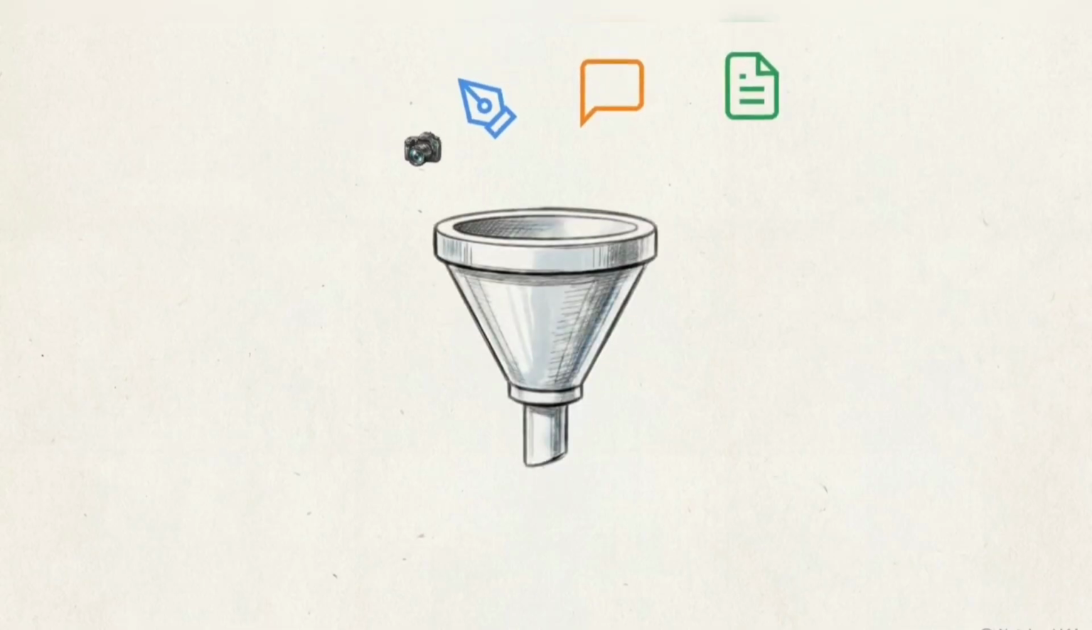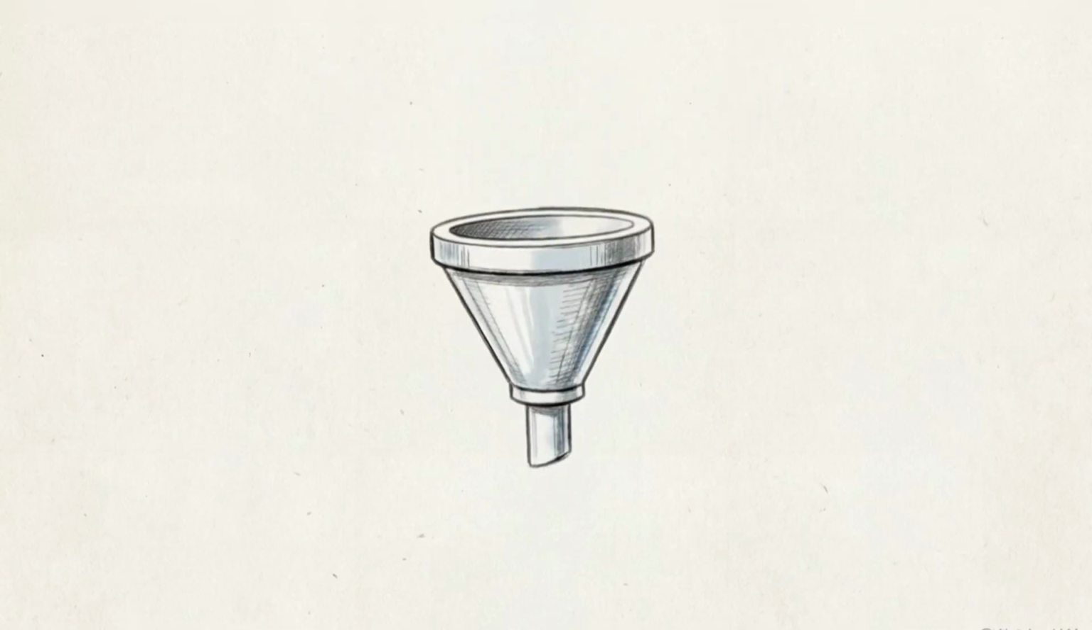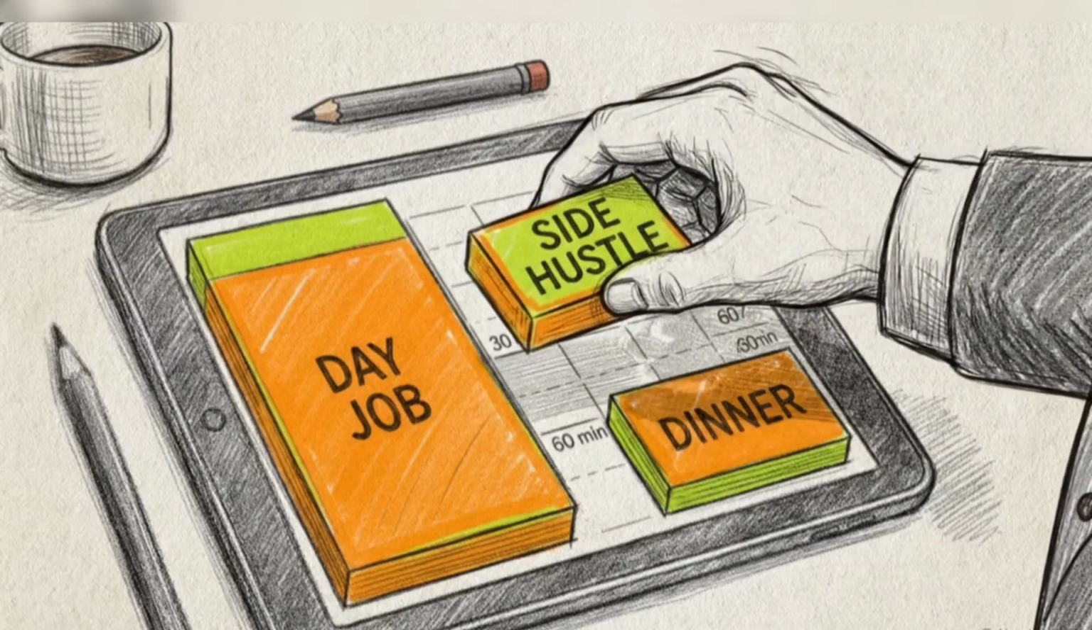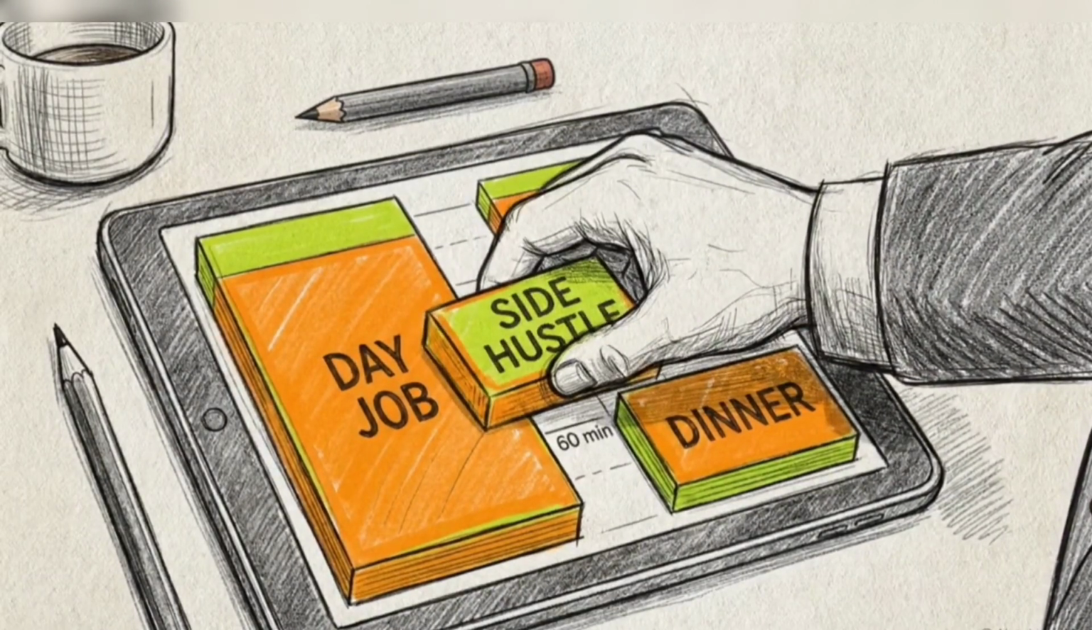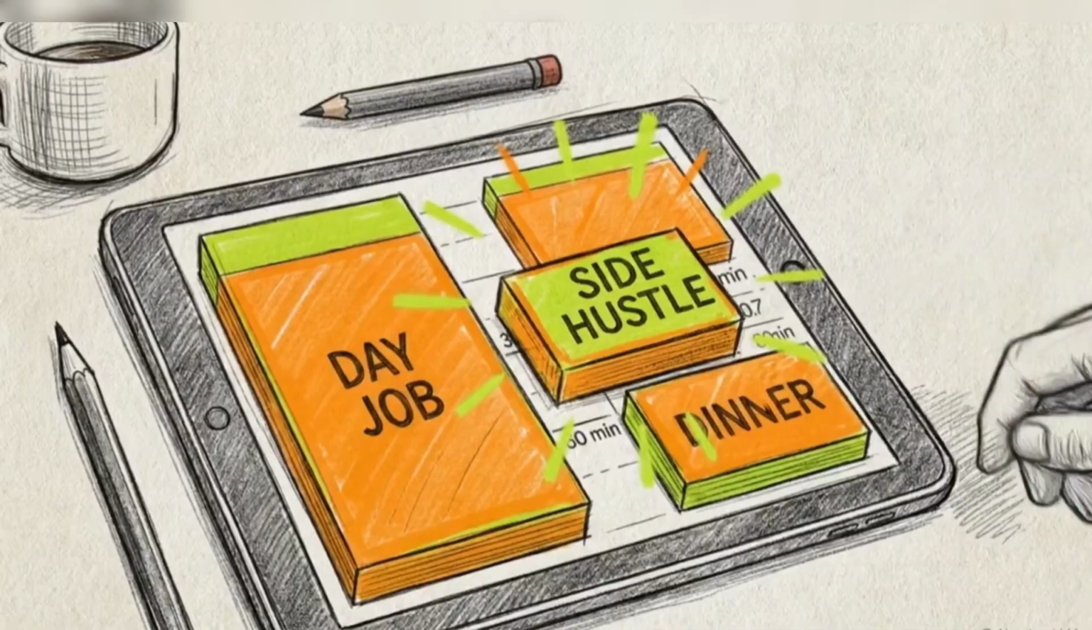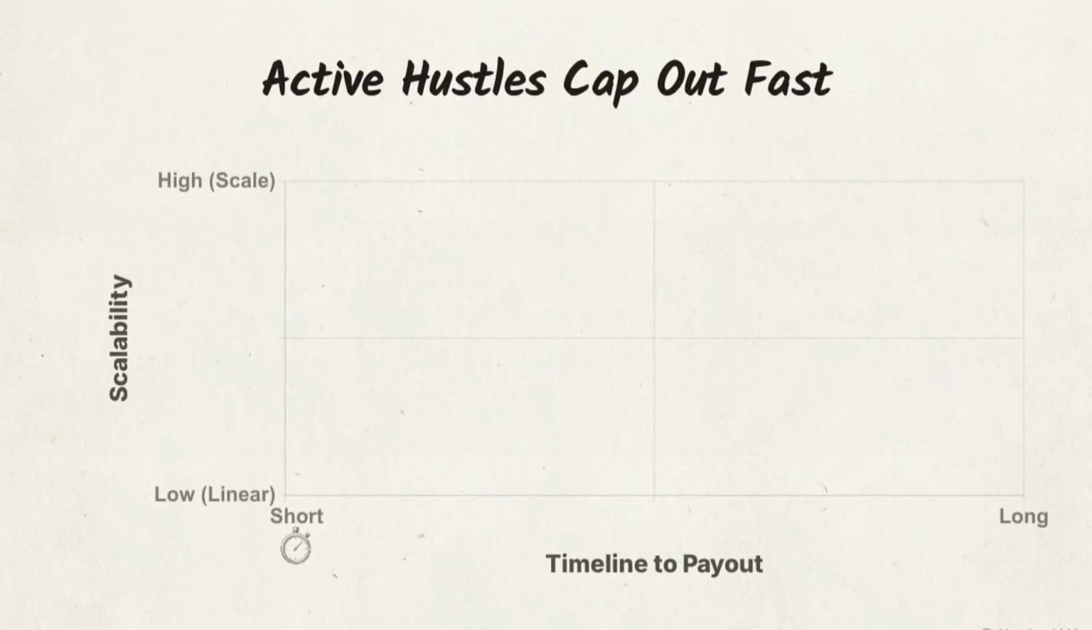Instead, we are going to filter these opportunities by their operational mechanics. We have to look strictly at how they require you to work. By matching daily hustle requirements to your actual schedule, you give yourself a chance to survive those difficult first few months. This chart maps options by 2 variables: your timeline to get paid and how far you can scale.